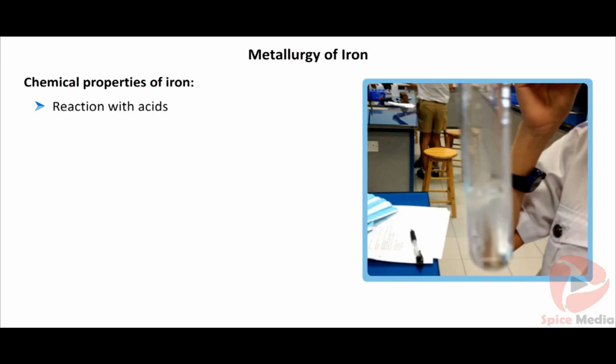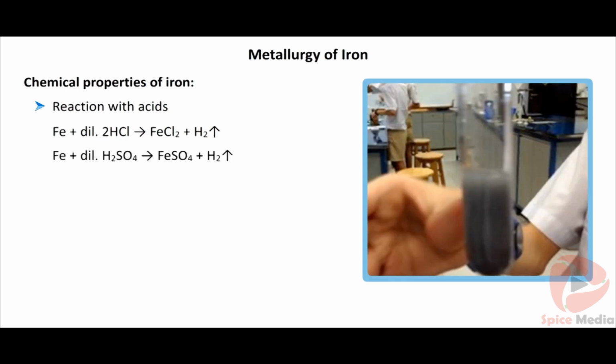Reaction with acids. With dilute HCl and dilute H2SO4, it evolves H2 gas. Fe plus 2HCl (dilute) gives FeCl2 plus H2. Fe plus dilute H2SO4 gives FeSO4 plus H2. With concentrated H2SO4, it forms ferric sulfate. 2Fe plus 6H2SO4 (concentrated) gives Fe2(SO4)3 plus 3SO2 plus 6H2O.